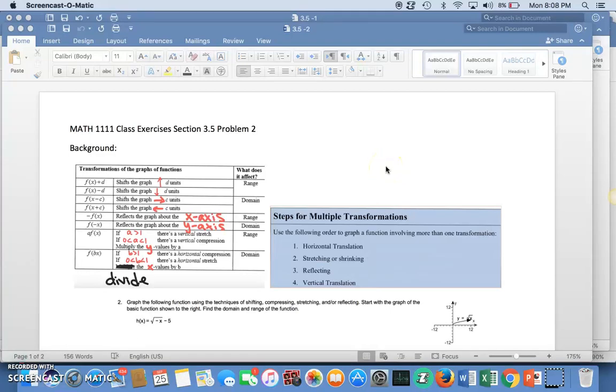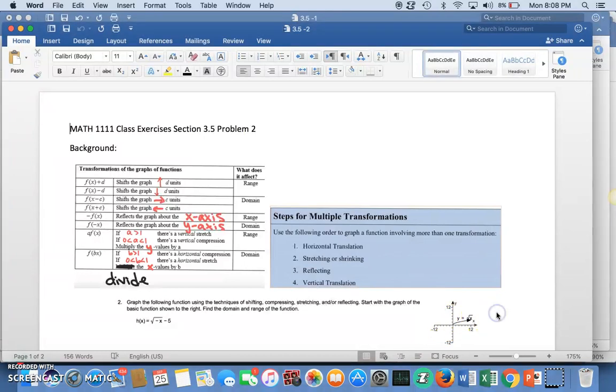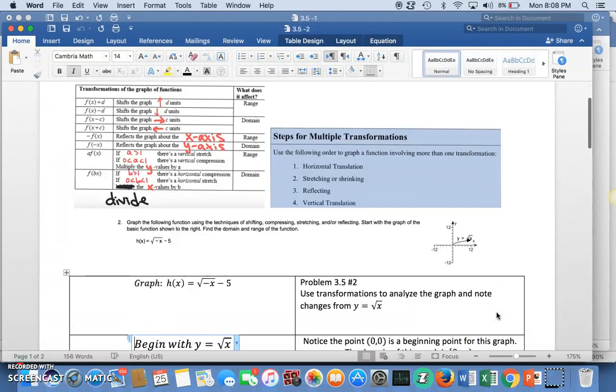Okay, this is problem 2, and if you'll notice, I've used the same background information, the same steps and everything, so I won't go into as much detail on that. You're starting with the parent, which is the square root graph. You see the square root right there, and you want to graph this. So you begin with the square root. The point is at 0, 0 in your beginning graph.